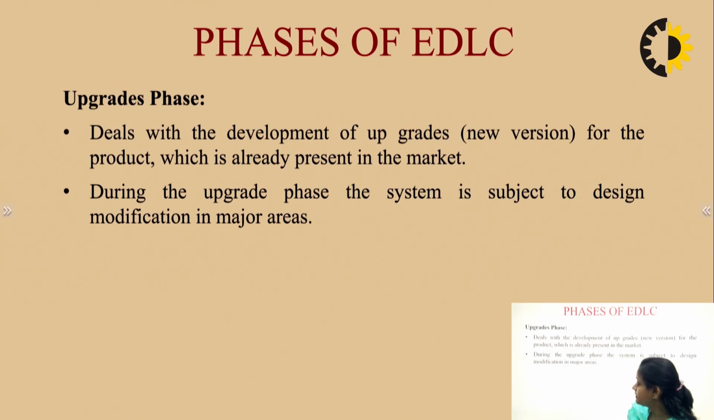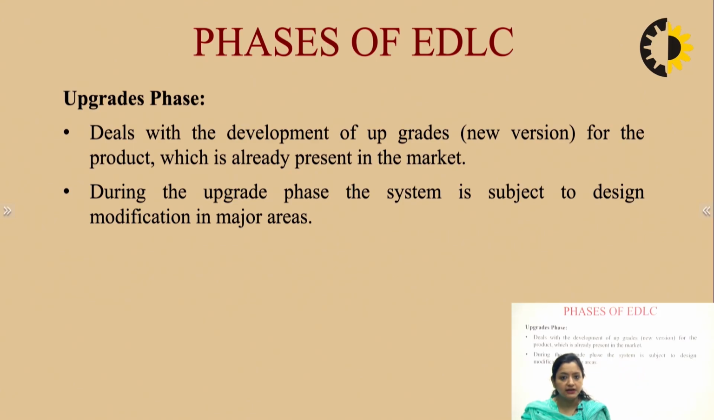Next, connected with this chain, is the upgrade phase. That means now you have deployed the product in the market. Through support, you have gathered some information about the functionality and operational maintenance requirement areas. So if there is a need for upgrades in certain areas of the product, you can identify them and upgrade your product. It deals with the development of upgrades, that is new versions for the product which is already present in the market. During the upgrade phase, the system is subjected to design modifications in major areas.